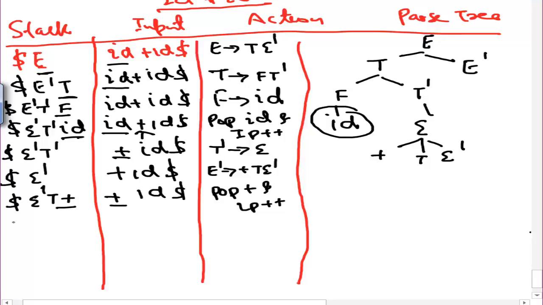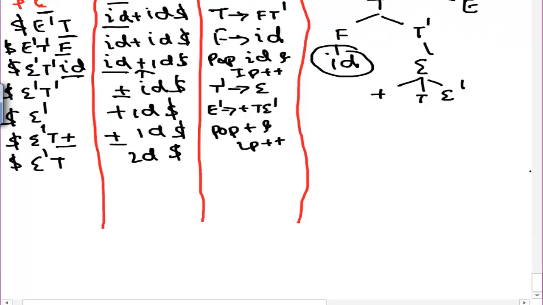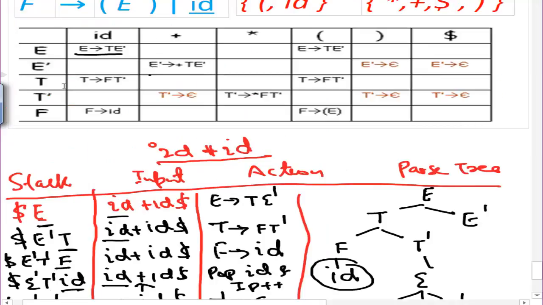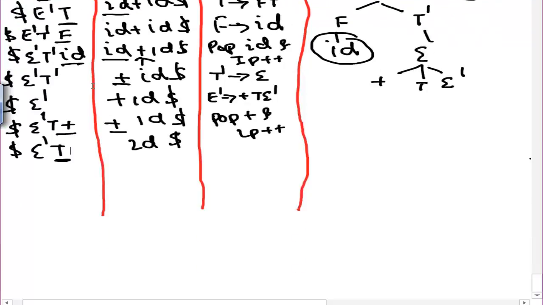Now you pop it, so typically you have this situation now, E prime and T, and now plus is gone because I matched it, first the ID and now the plus, and I got only ID and dollar on the stack, right? ID and dollar is the input buffer, and on the stack I got a T. Now T is on the top and ID, T and ID, which rule? T and ID, again T goes to FT prime.